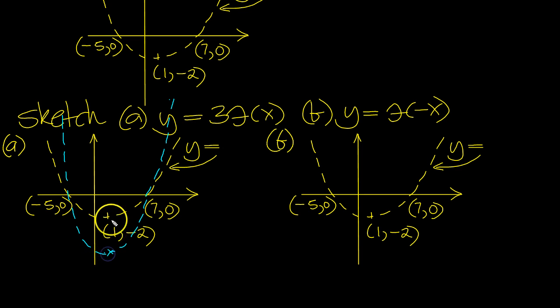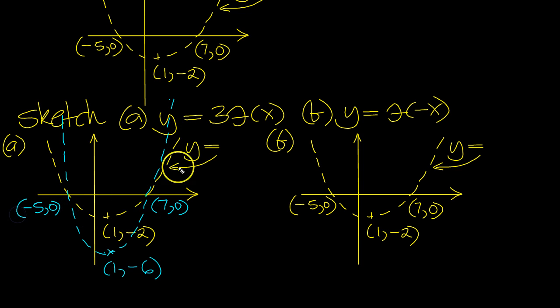The minimum here, instead of it being (1, -2), it will still be at x equals 1, but it will be scaled up by a factor of 3. So it's (1, -6). And these points here are still the same values. So I'll just overwrite them here. I'll put them in here properly, and here. So it would be (7, 0), and (-5, 0). Okay, that's 3 lots of f of x.